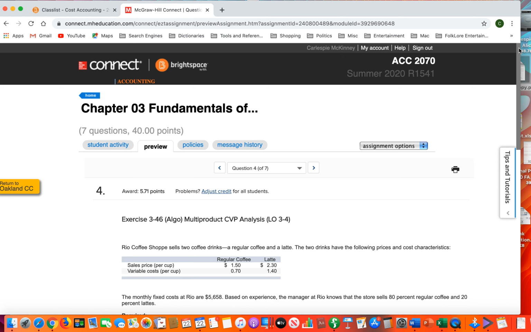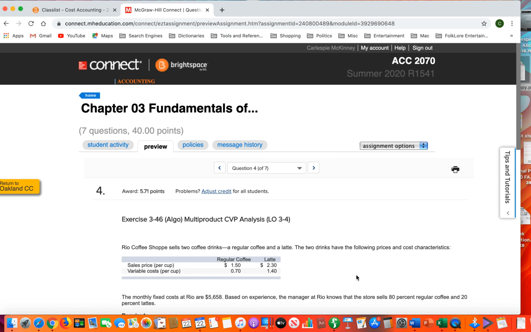This company sells regular coffee and latte. And these are the prices and the variable cost. Now, the monthly fixed cost is $5,658, and the ratio of coffee sold to latte sold is 80-20.